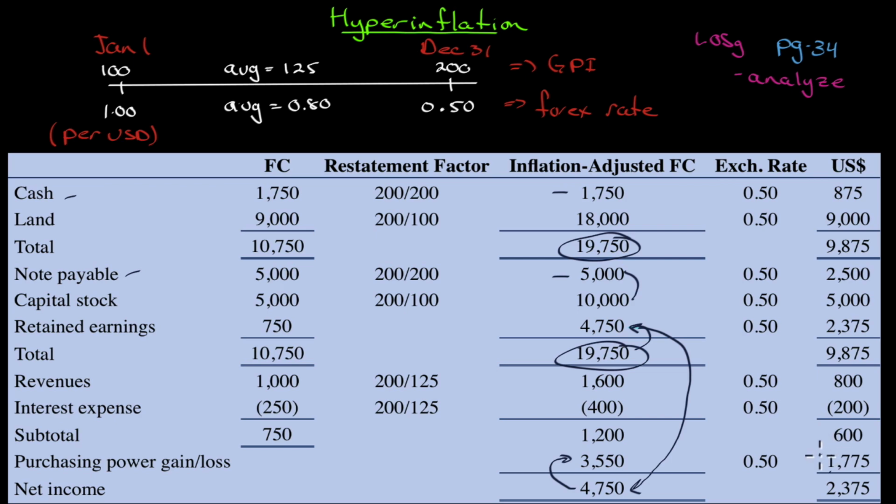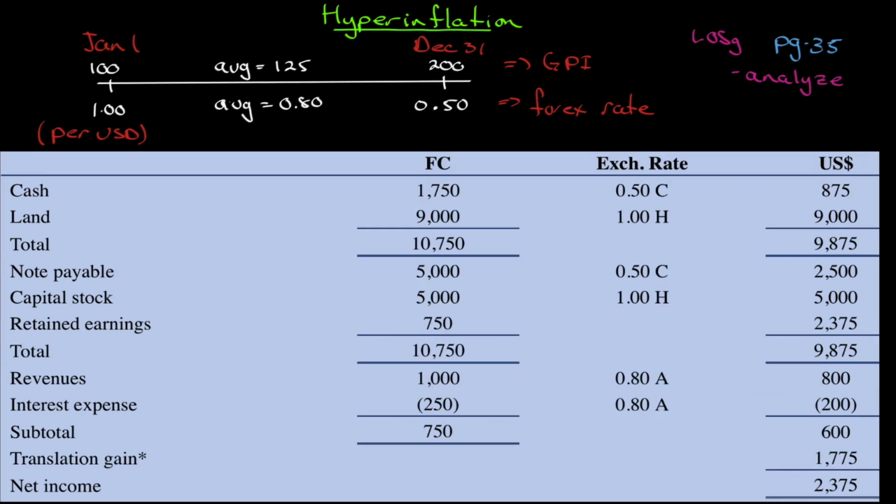We will get a translation gain for the purchasing power gain when we go from the inflation-adjusted statements to the presentation currency. All right, let's have a look at how GAAP takes care of it. GAAP just uses the temporal method. Simple as that. So all monetary assets and liabilities will be translated at the current rate, and all non-monetary assets and liabilities will be translated at the rate at the time at which the asset or liability showed up on the balance sheet.